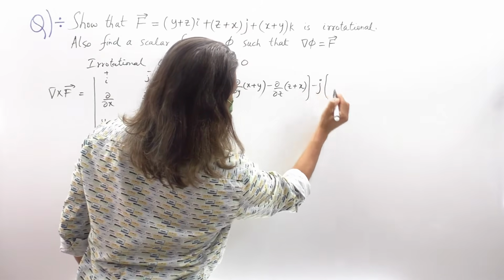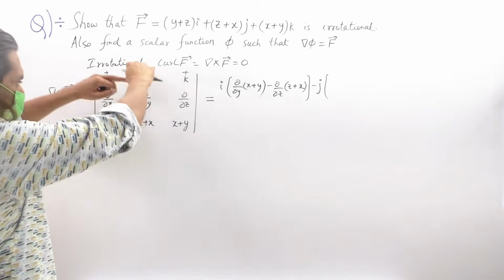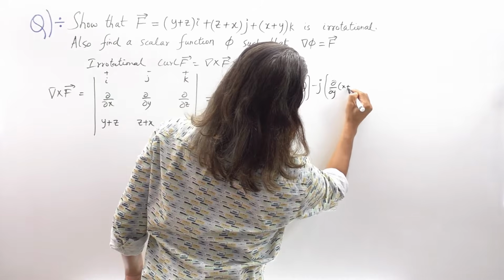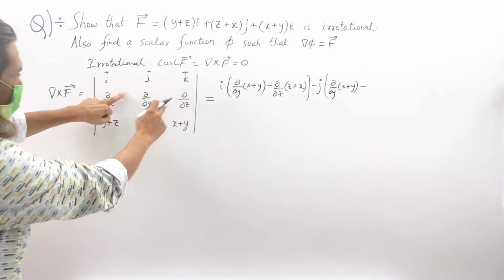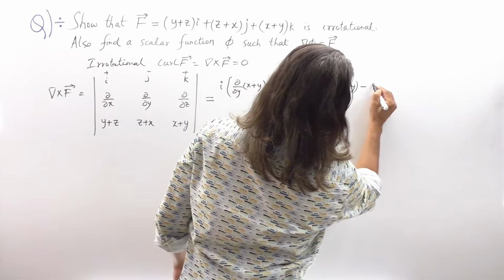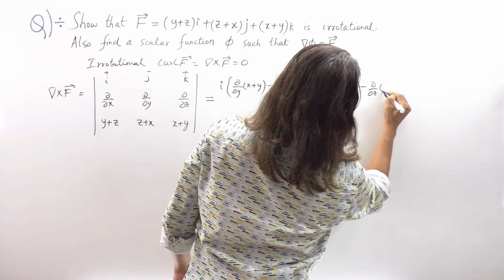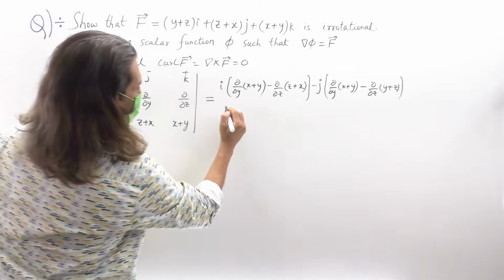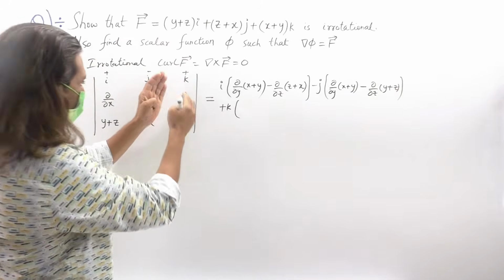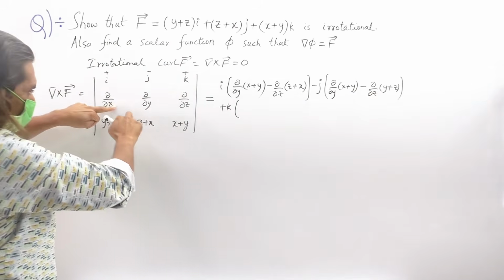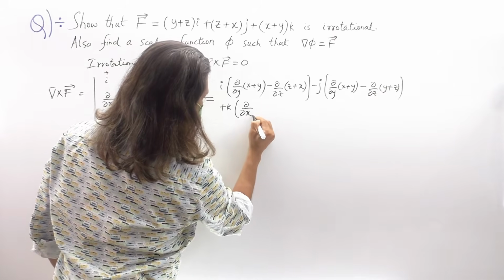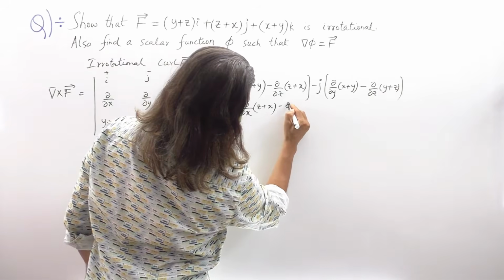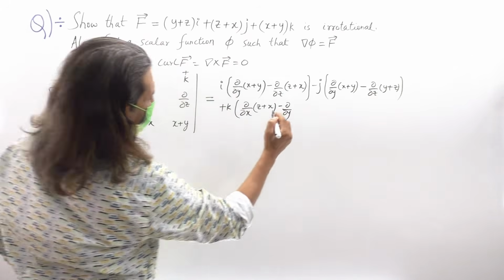Minus j into, leave this column and the row. So, I have dou by dou x of x plus y, minus dou by dou z of y plus z. Clear? Next, last one is plus k into. So, we leave this column, leave this row. What remains? Dou by dou x of z plus x, minus dou by dou y of y plus z.